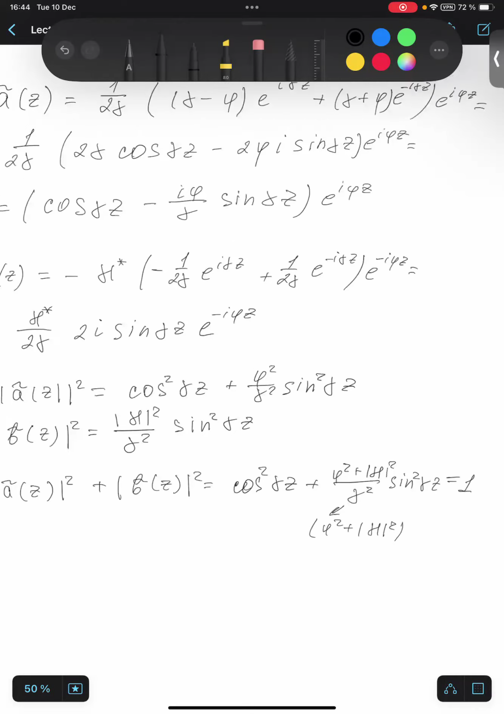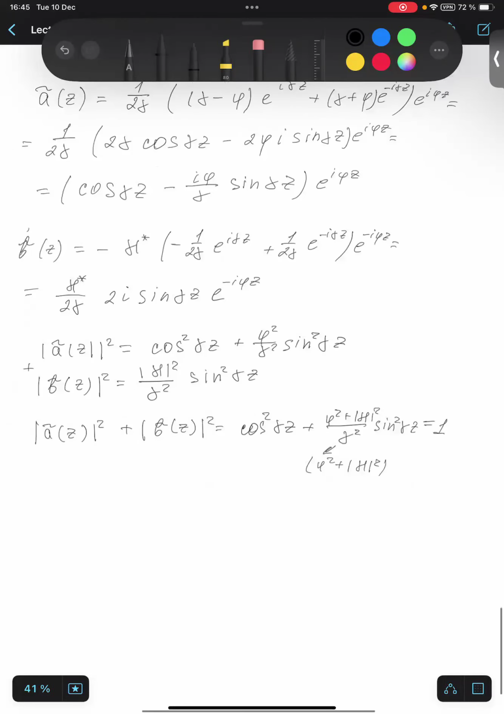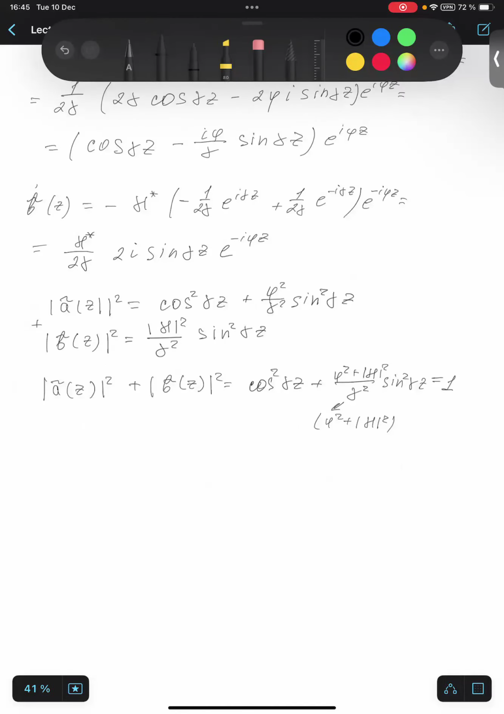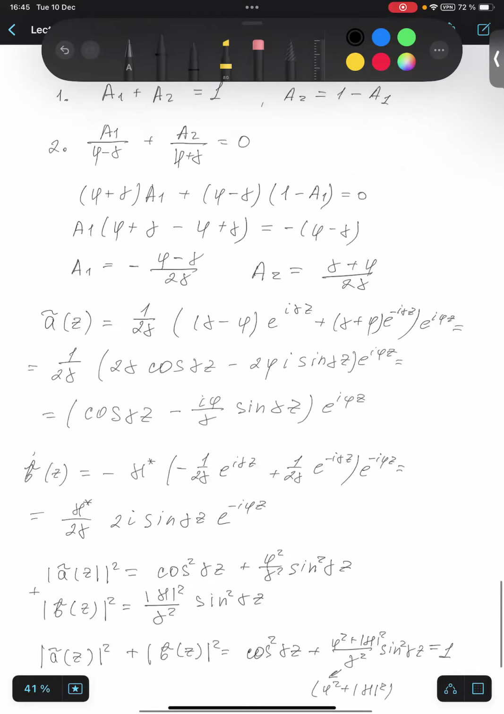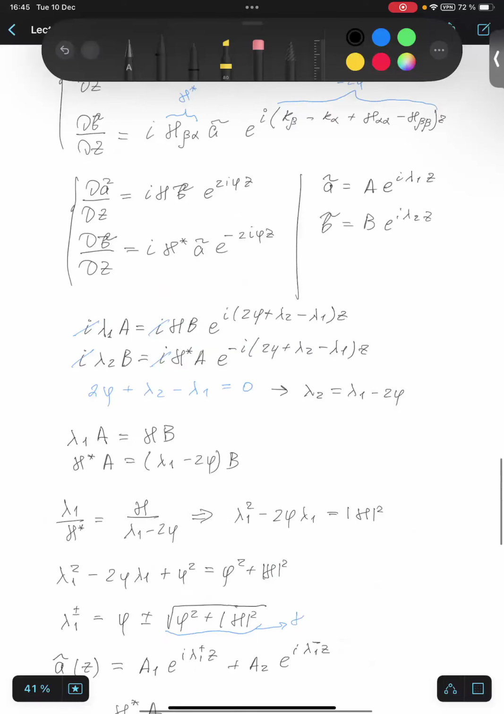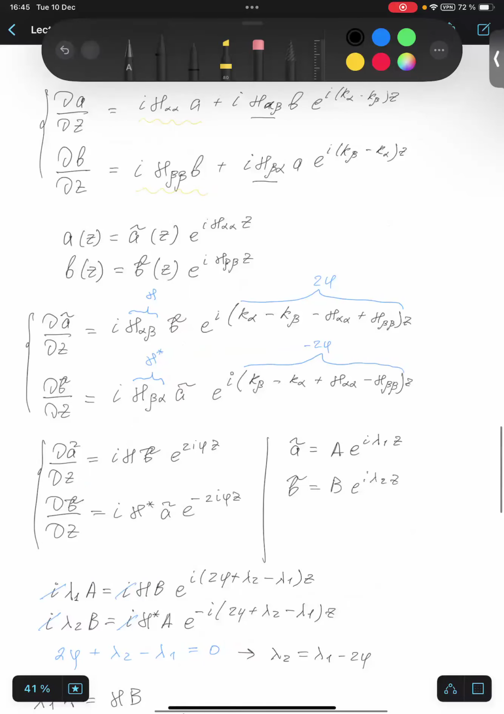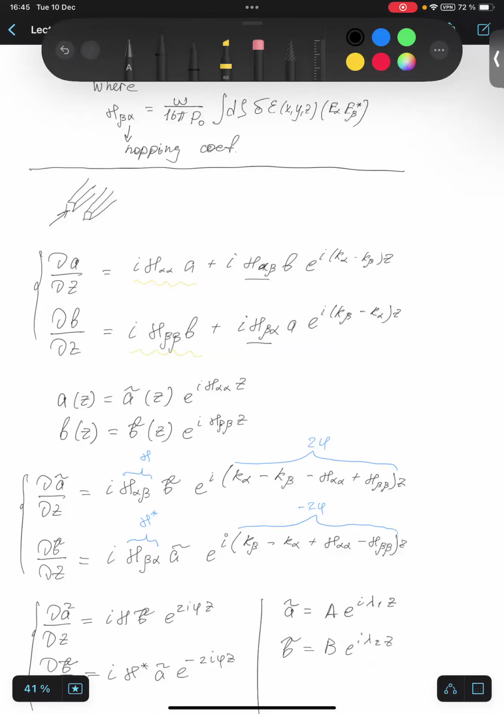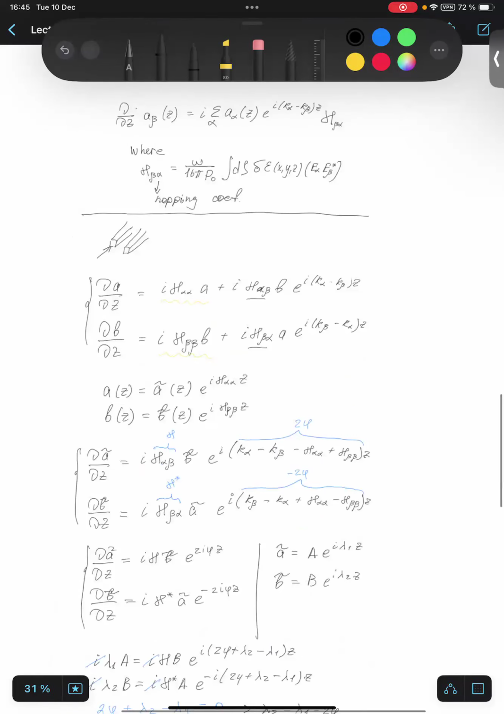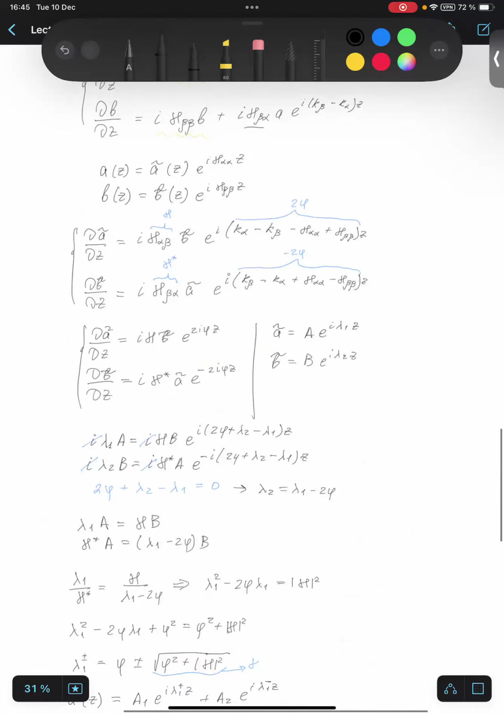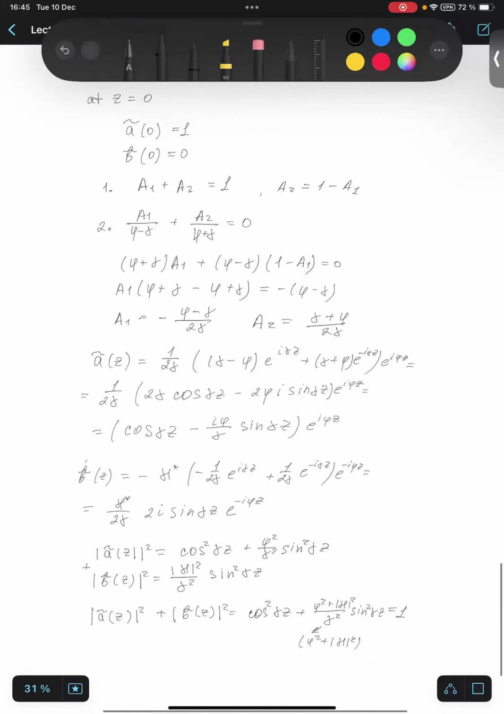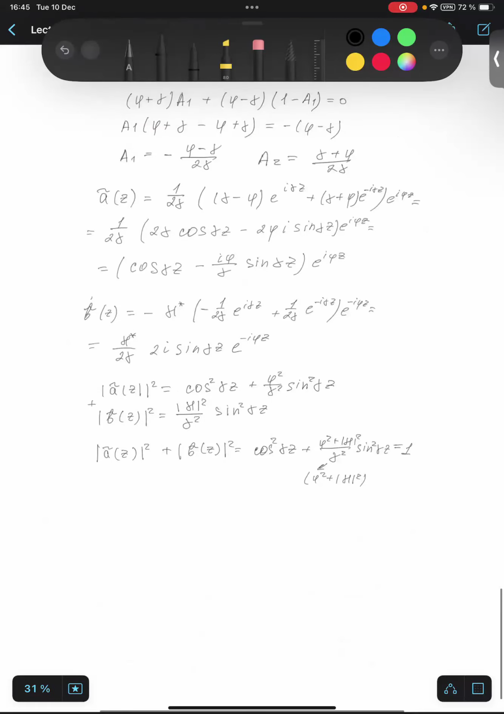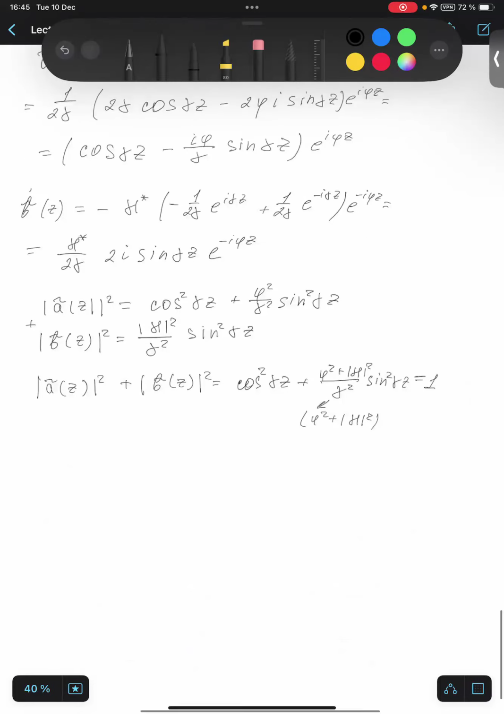So what does it mean? It means that energy is conserved in our system. Actually, it is quite obvious because the system that we solved here is a Hermitian system. So already at the beginning, we could say that energy will be conserved in such a system, but we just proved it. And let's try to plot these solutions.